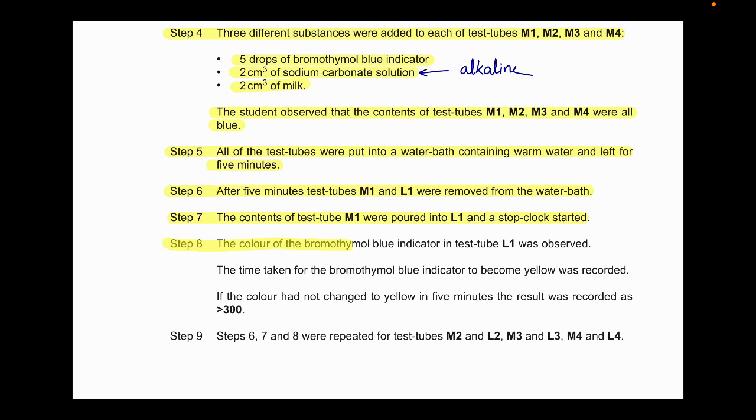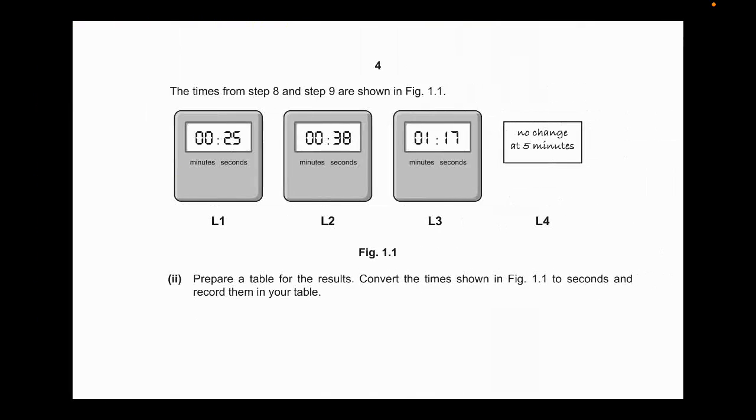Step 8. The color of the bromothymol blue in test tube L1 was observed. The time taken for the bromothymol blue indicator to become yellow was recorded. If the color had not changed to yellow in 5 minutes, the result was recorded as greater than 300. Step 9. Steps 6, 7, 8 were repeated for test tubes M2, L2, M3, L3, and M4, L4. The times for step 8 and step 9 are shown in figure 1.1.